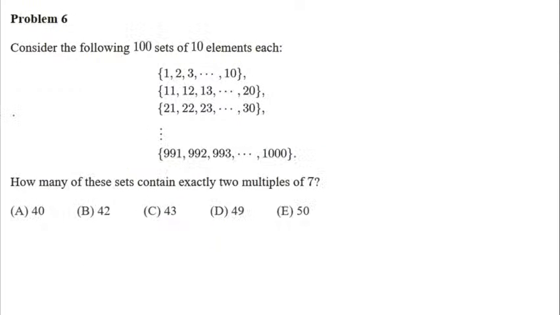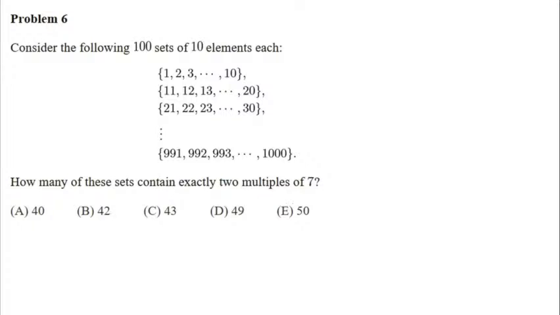AMC 12B 2022, problem number 6. Consider the following 100 sets of 10 elements each. Here 1 to 10, 11 to 20, 21 to 30, up to 991 to 1000. How many of these sets contain exactly 2 multiples of 7?